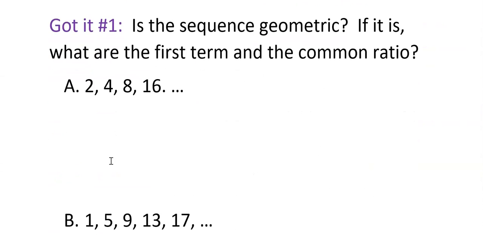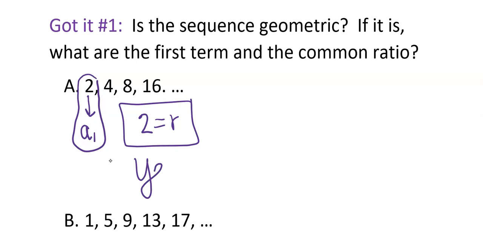Got it? Question number 1. Is the sequence geometric? If it is, what's the first term and what's the common ratio? Here's your first term. 4 divided by 2 would be 2. 8 divided by 4 would be 2. 16 divided by 8 would be 2. So this time our common ratio is 2. And it would be yes.